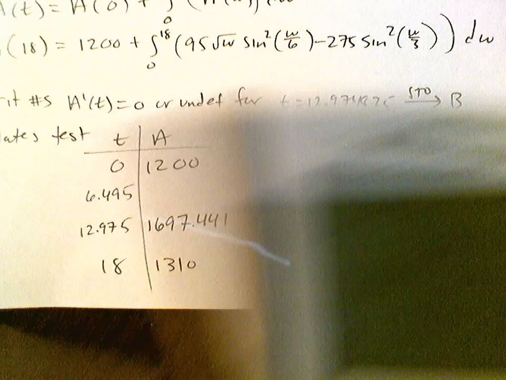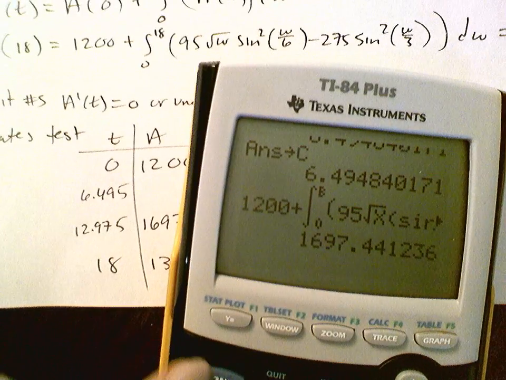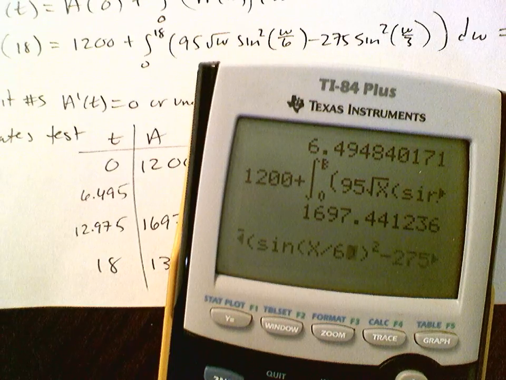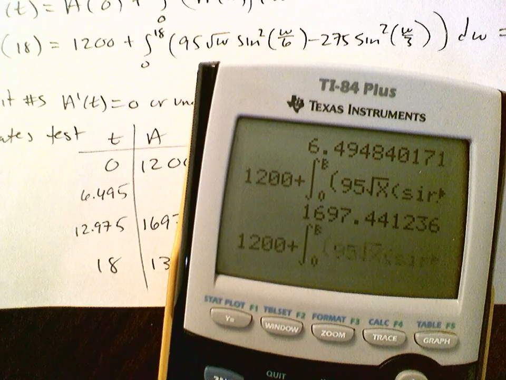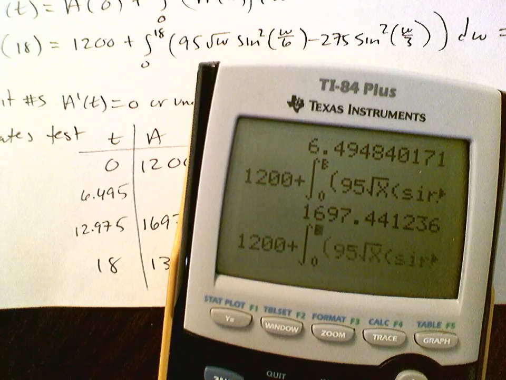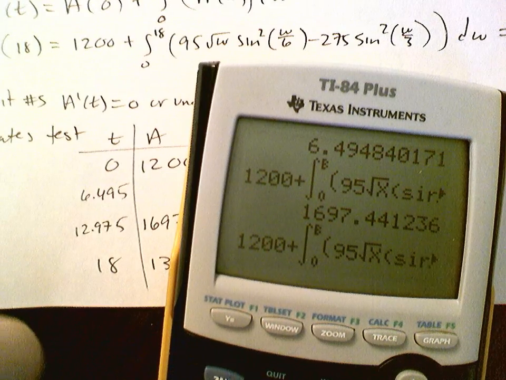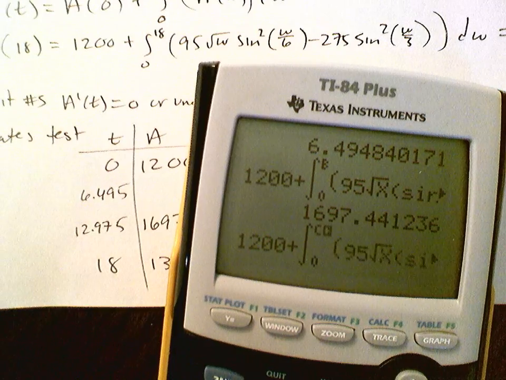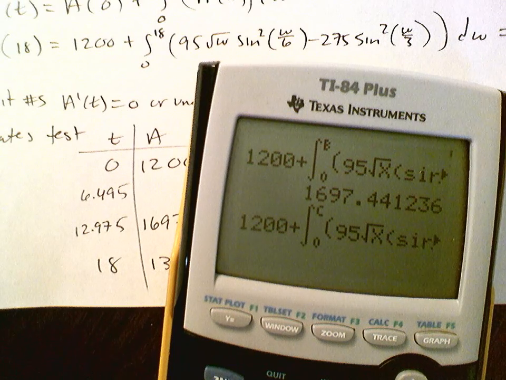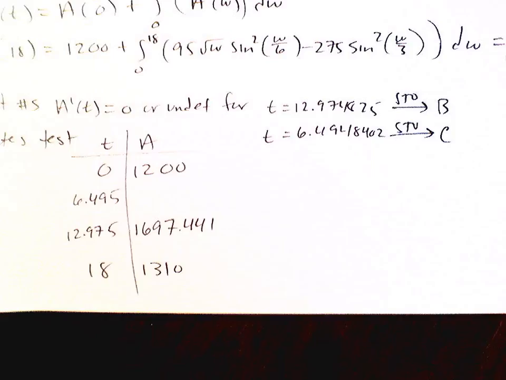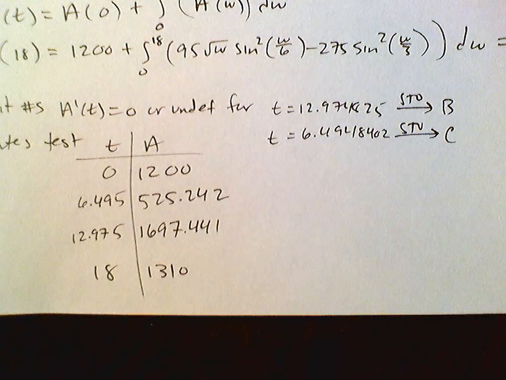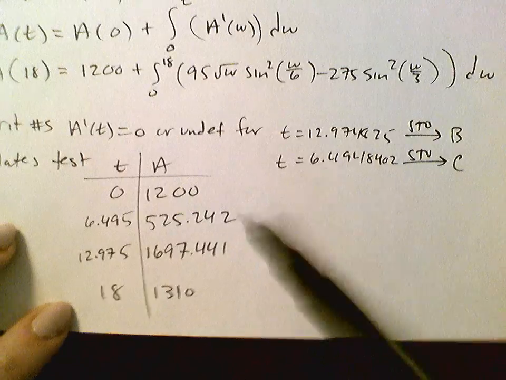And then I've got to type in C for the upper limit. So, second enter. Oh, whoopsie. So C. Okay, 525,242. All right, so the answer is, guys, they're asking for the absolute minimum.